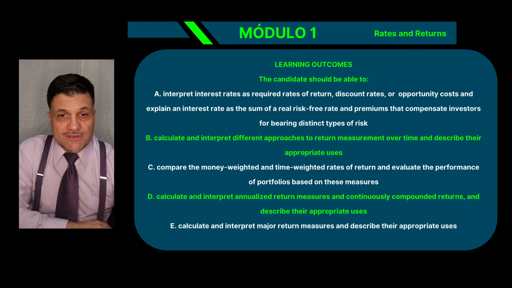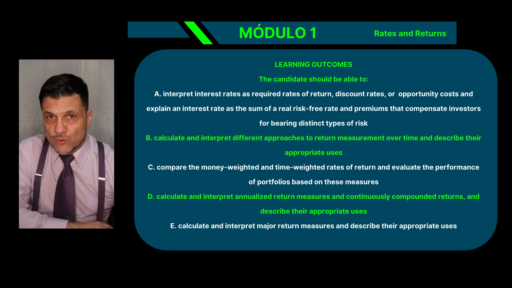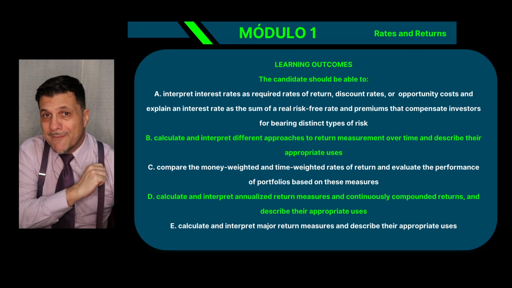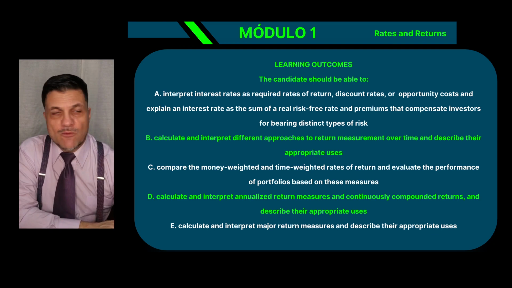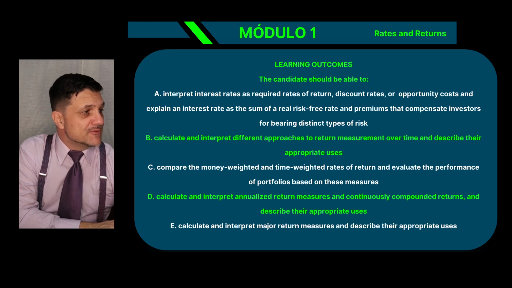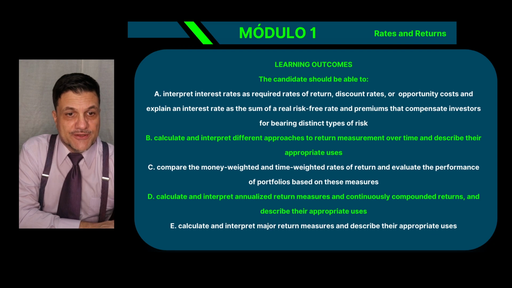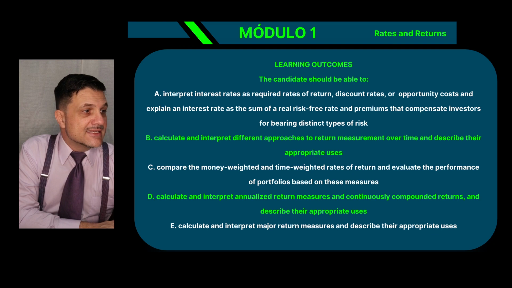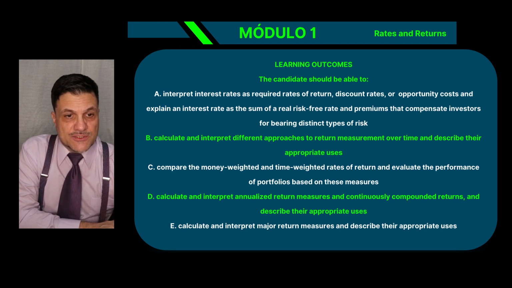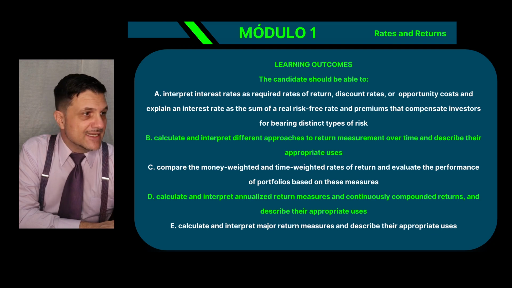All right, so let's go over here. Learning outcomes. What does the candidate need to know? So we go to the first one. And take a look at the command word here, friends. The first word is called the command word. It's going to be extremely important for you on level 3. Eventually, we'll explain why. So it says interpret interest rate. Look at that: interpret interest rate as rate of return, discount rate, or opportunity cost. And explain the interest rate as the sum of the risk-free rate and premiums. So interpret and explain here, okay?